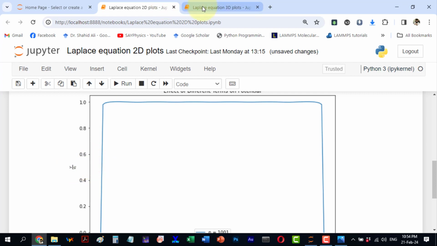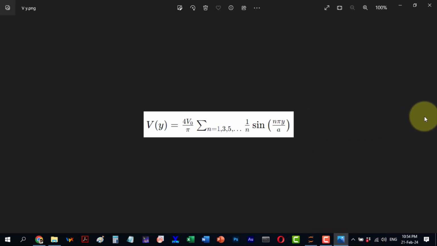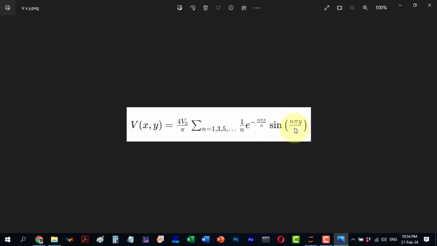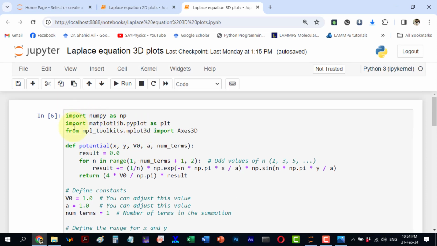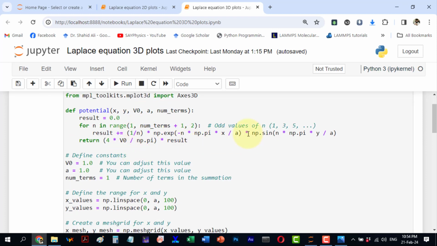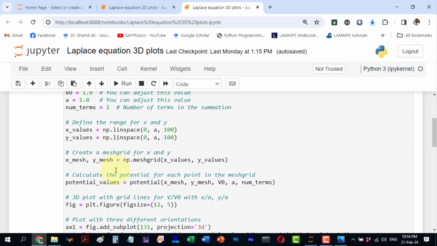Similarly, in the same sense, when we are plotting the next equation, means the equation for the 3D, then it is here when both x over a and y over a are plotted on two axes and V of x, y is plotted on the third axis, then we will have the results like this. Means the same thing, I am just importing a couple of libraries and then the 3D plot here as well. I am writing the complete equation here in Python, and now here the number of terms, and then the rest of the code is basically generating a mesh grid and all this.